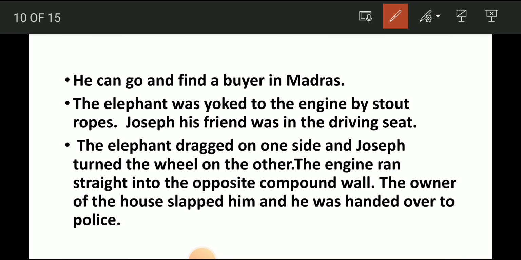Okay, as I've told you, his idea is that he will park it in a field of his friend, and he will find a buyer in Madras. Now it is modern day Chennai. Okay, now the elephant was yoked to the engine by stout ropes.